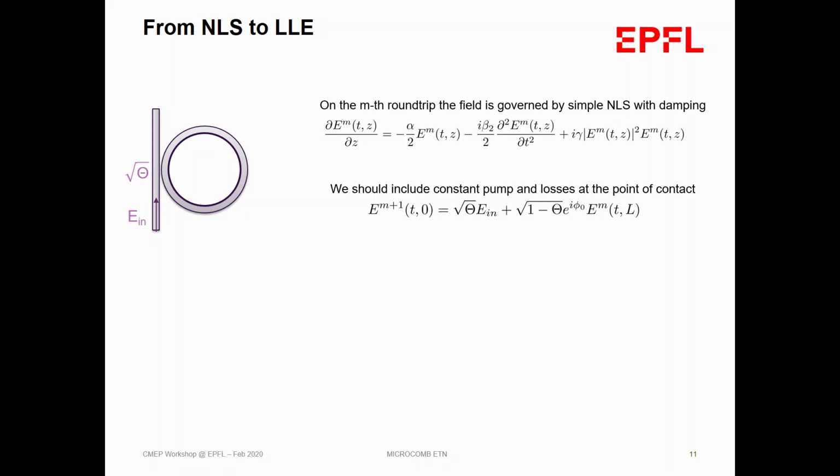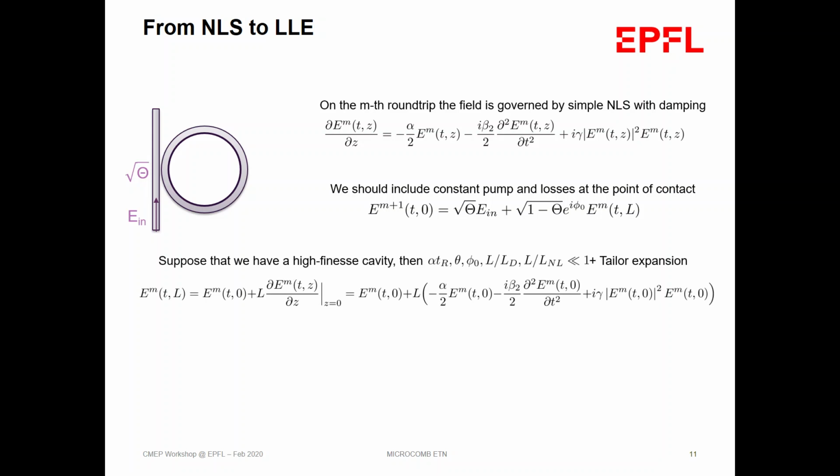So what do we do next? The field on the m plus one round trip equals what? Apparently we get some field in, it goes through the coupler, and it meets the light from the previous round trip. So light went one pass here. You can see that part of that light gets out, and another part from the pump comes in. So they join. The field on the next round trip is related to the field on the previous round trip and your pump. So it's pretty easy. Exactly, Michael. Perfect. Thank you.